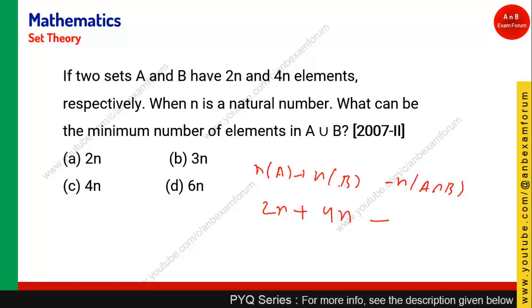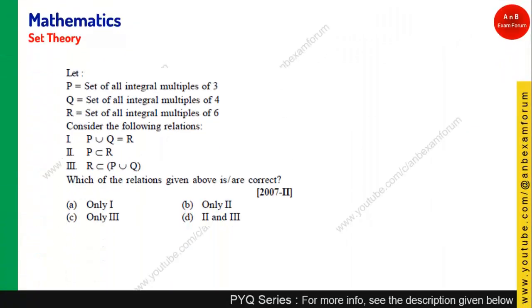So in these two sets, at least 2n elements would be common. If you put n as a natural number, half of this 4n, that is 2n, would be the common ones in these two sets. That's why we are subtracting it. So if you solve it, you will get 4n. So 4n is the correct answer. Option C is the right answer. Let's see the next question.